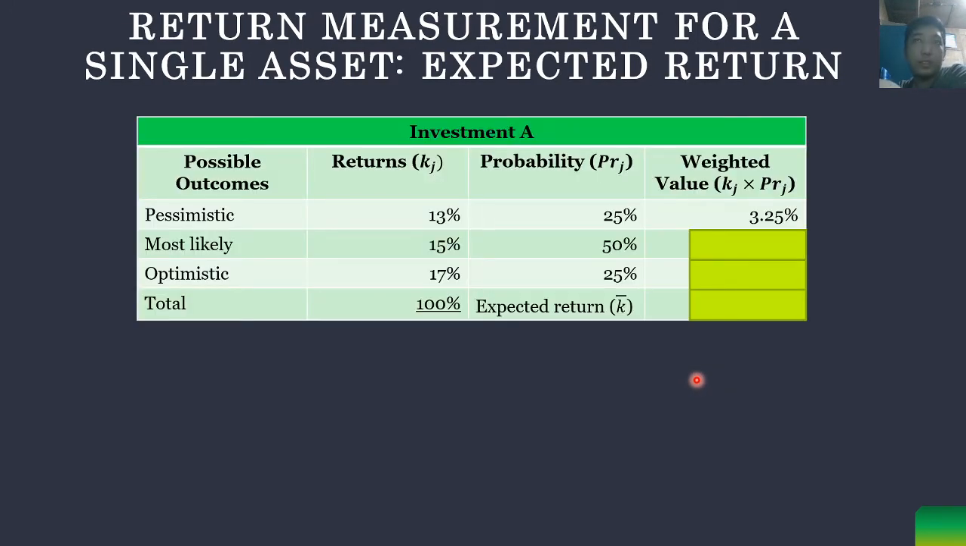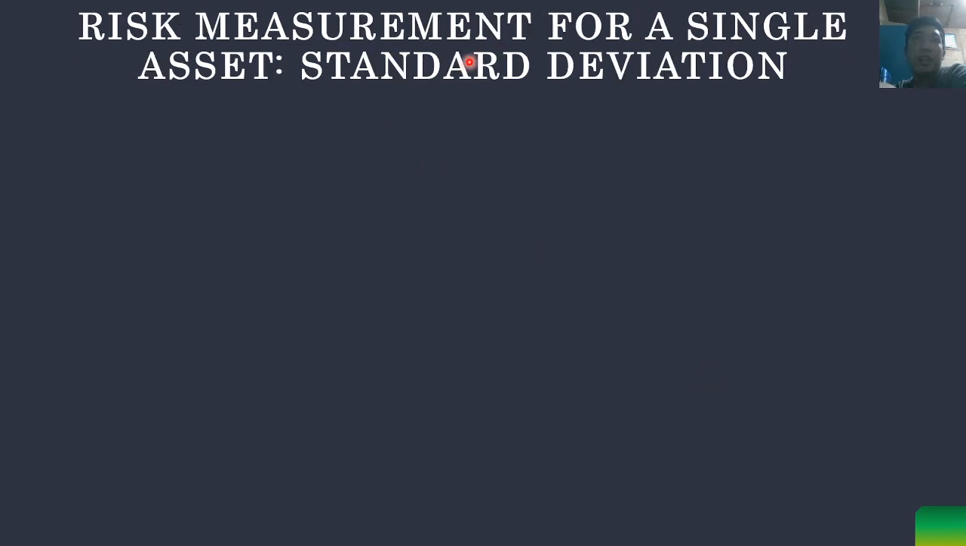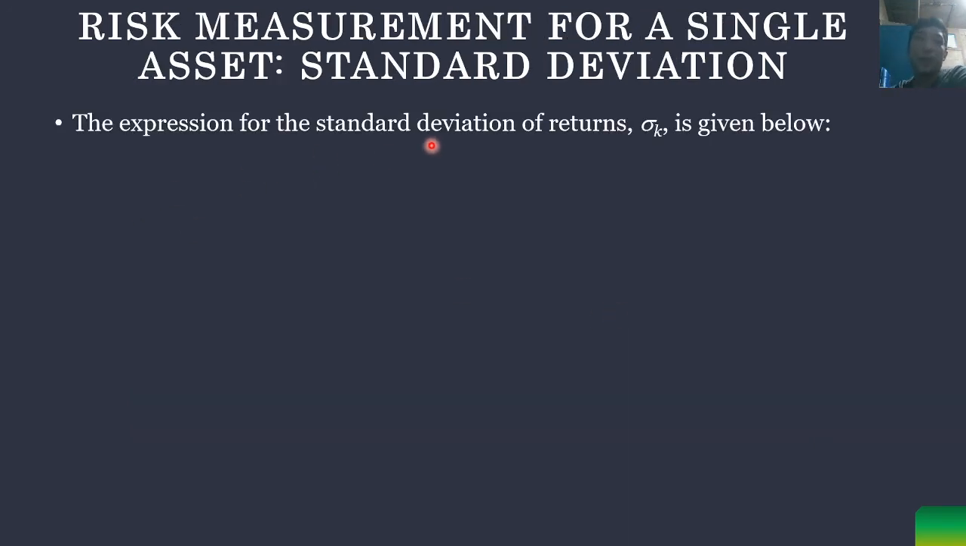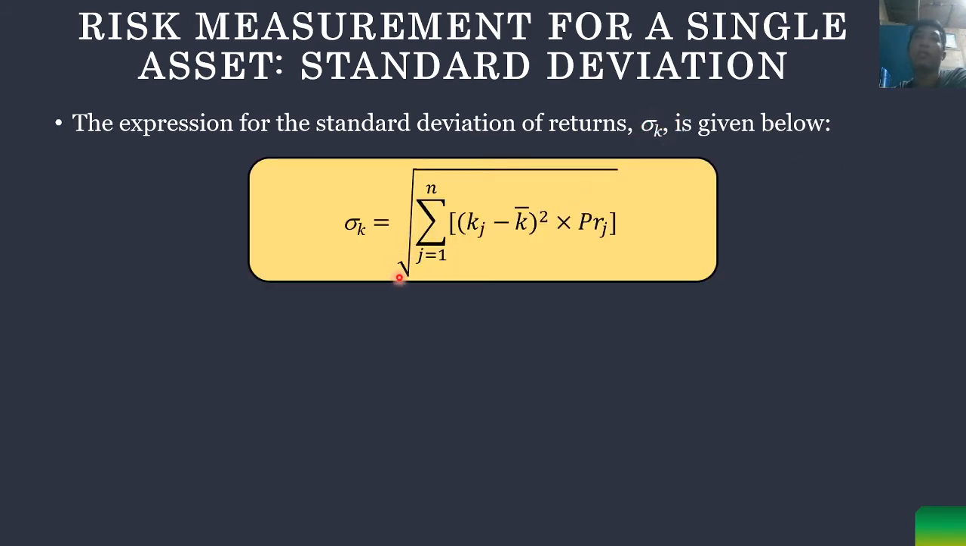So, i-proceed tayo. Instead, ang gagamitin daw natin dapat is standard deviation considering the most likely or yung expected return, the K-bar. Okay? So, the expression for the standard deviation of return, so itong symbol na to, standard deviation of K is given below. Wag ulit magpapanik dito class ha. So, by the way, the higher the standard deviation, the higher the risk. Kasi mas dispersed, mas mataas yung risk.